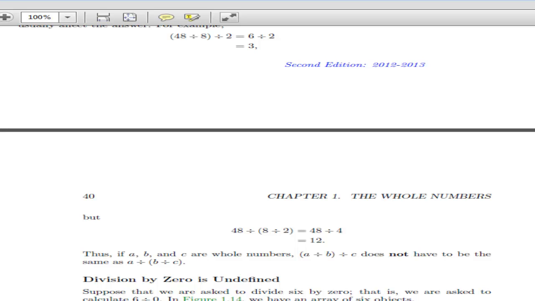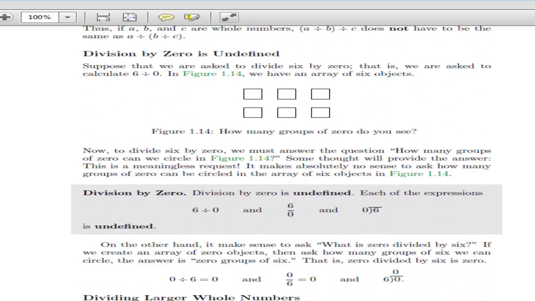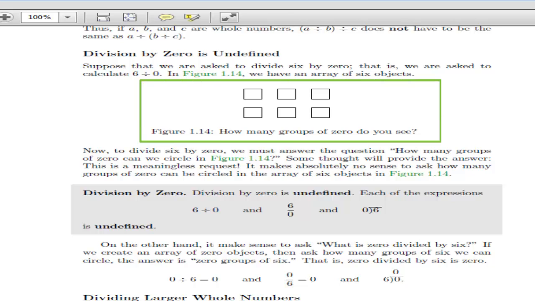Therefore, division is not associative. Division by 0 is undefined. Suppose that we are asked to divide 6 by 0. In Figure 1.14, we have an array of 6 objects. How many groups of 0 do you see?